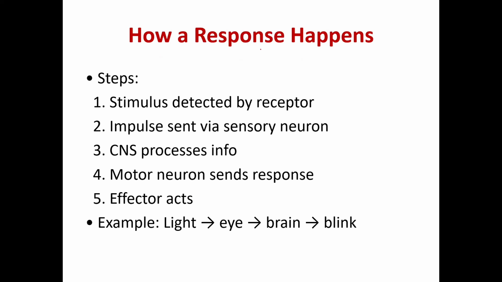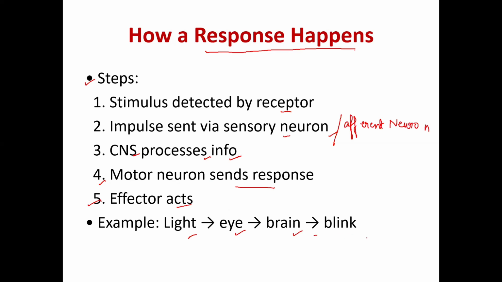Let's see how a response happens. The steps: stimulus is detected by the receptors, then the impulse is sent via the sensory neuron, or afferent neuron. The central nervous system processes any kind of stimulus or information. Motor neurons send the response and the effector acts. So if light hits the eye, the eye sends this information to the brain and the eye blinks.